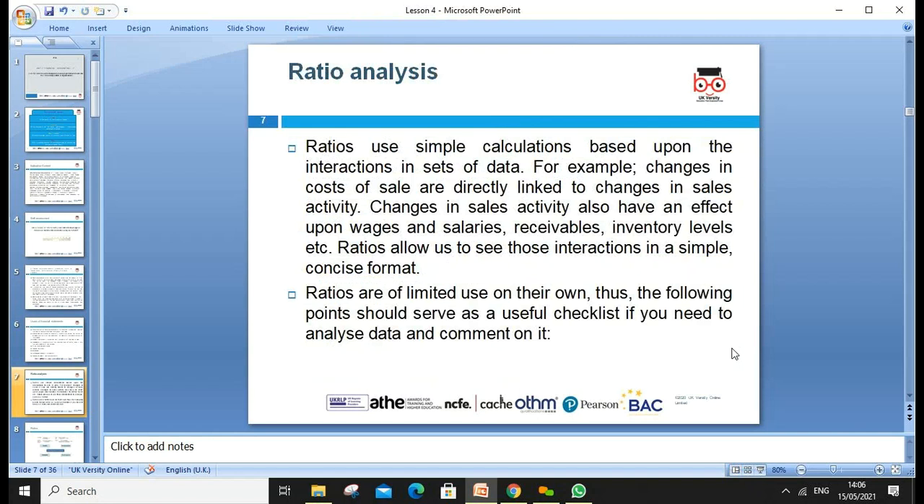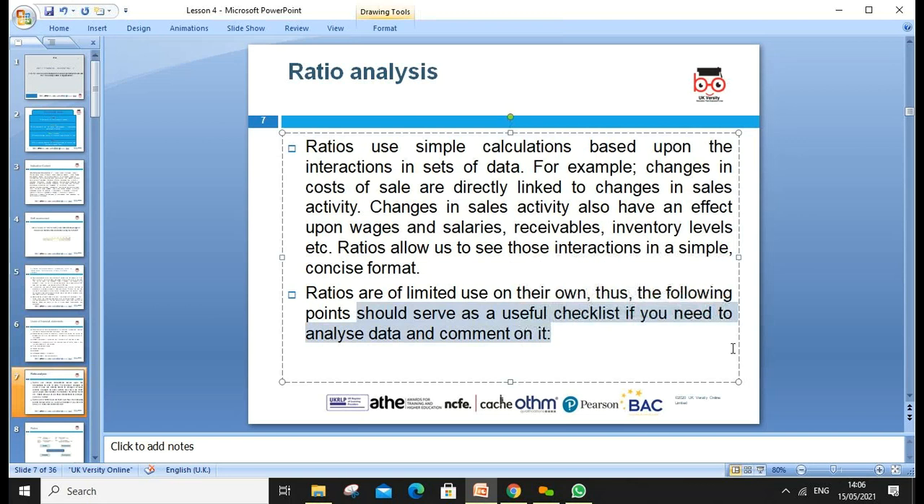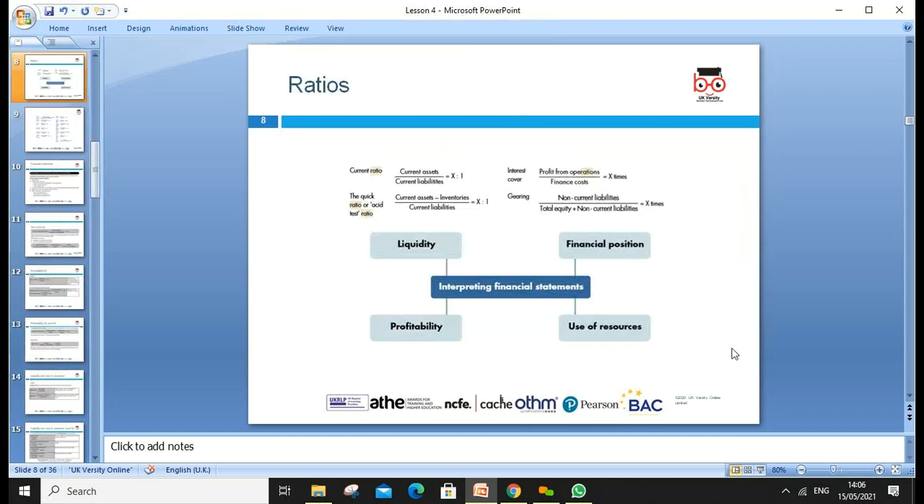Okay, then ratios use simple calculations based on the interaction in a set of data. For example, a change in the cost of sales has a direct link to a change in sales activity. The change in sales activity also affects wages, salaries, receivables, inventories, and the ratios used. These interactions are in a simple, concise format, so ratios are of limited use on their own. The following points serve as a useful checklist if you need to analyze the data and comment on it.